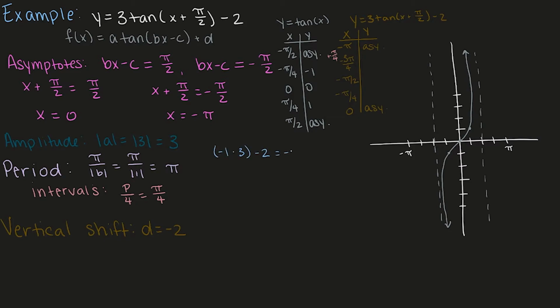So we have negative 1 times 3 minus 2, which is negative 3 minus 2, and that's negative 5. 0 times 3 minus 2 is 0 minus 2, or negative 2. And 1 times 3 minus 2 is 3 minus 2, and that is equal to 1. Here's what that looks like on our graph.